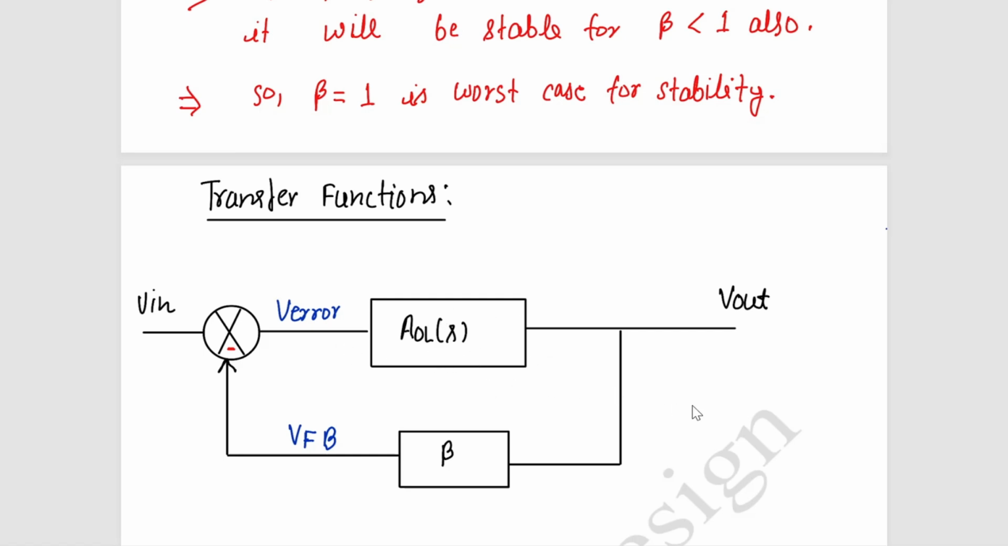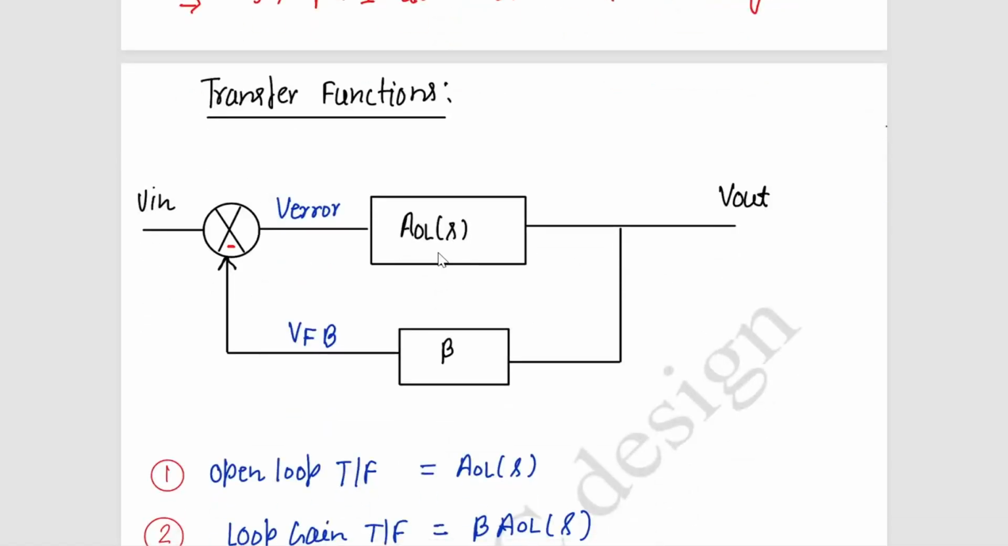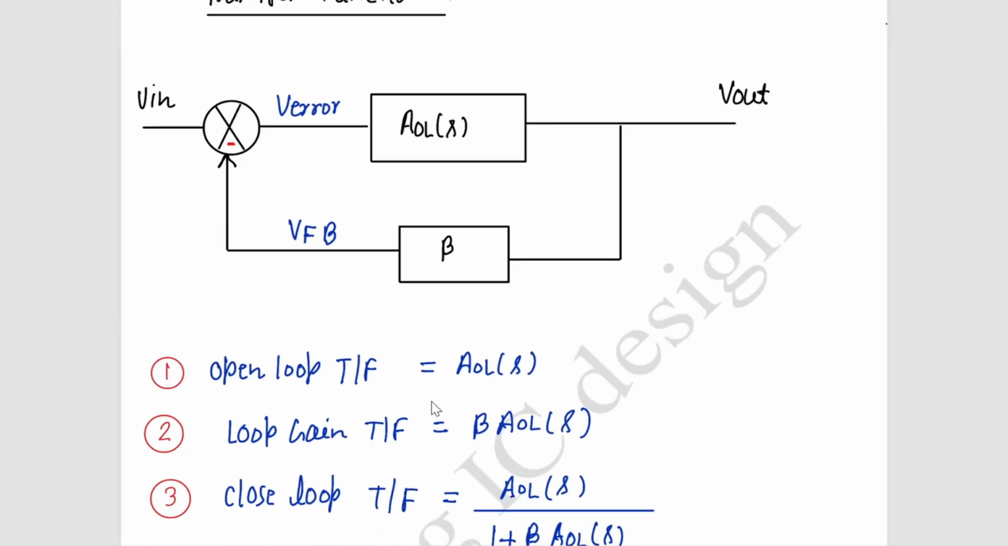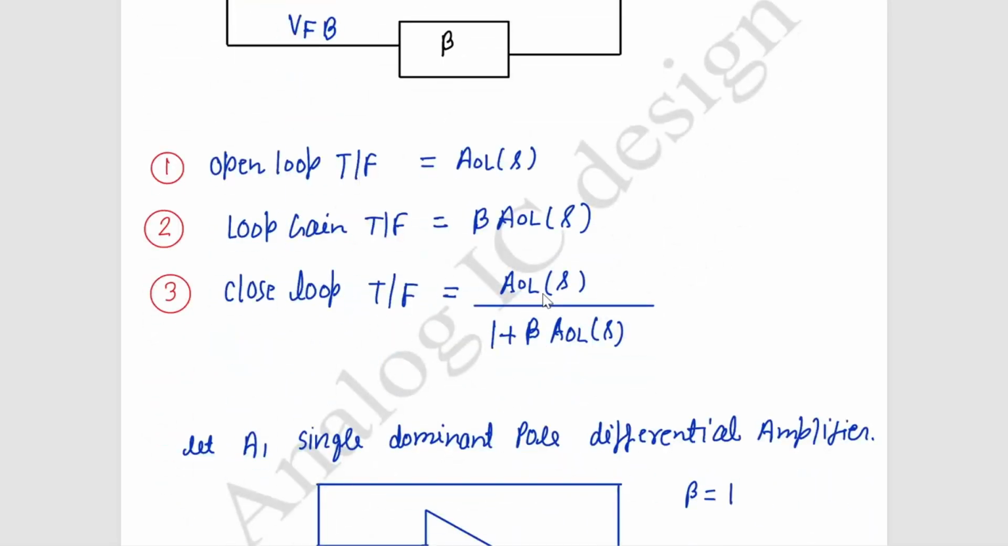This is a typical representation of a closed loop system. So here is the open loop system, and we are sensing the output by a feedback network beta, and we are comparing, and this generates an error, and then it's again amplified, and then we get the output, and this goes on in a loop. So the open loop transfer function is AOL(s), and the loop gain transfer function is defined by beta times the open loop transfer function, and the closed loop transfer function is the open loop system divided by 1 plus beta times the open loop transfer function. This you already know.